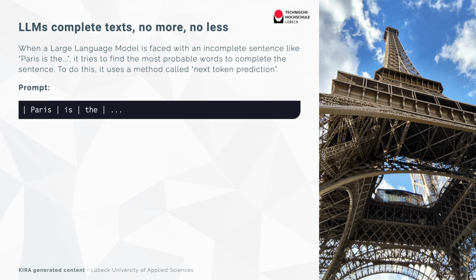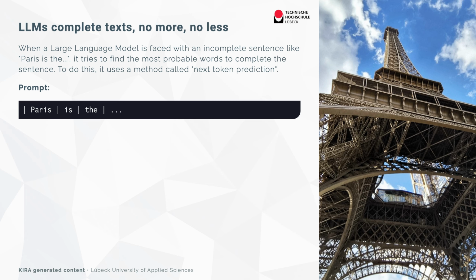Most modern large language models have been trained on a massive dataset of text, which allows them to understand the patterns and rules of language. When a large language model encounters an incomplete sentence, it tries to find the words that are most frequently associated with the rest of the sentence. In our example, the start of a sentence, Paris is, is called the prompt. The prompt is the text input that the large language model is trained to complete.